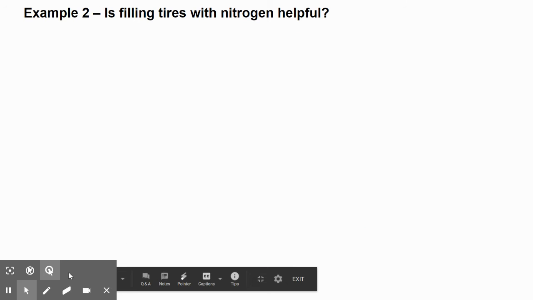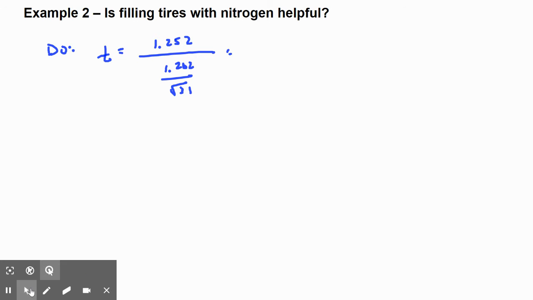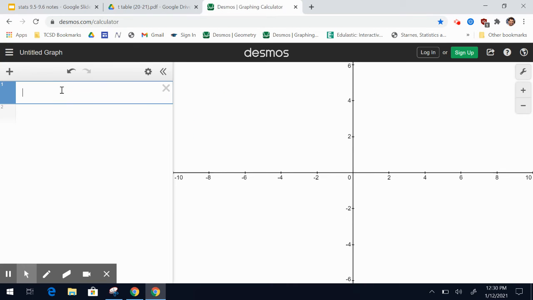So let's do that now. To do our do part, we're going to do t equals, it was 1.252 was your mean, divided by 1.202 over the square root of 31. This will be our t test statistic. Again, when you do this, watch very carefully in the graphing calculator. So I'm going to put a fraction bar. I'll put the 1.252 on top. On the bottom, a fraction, 1.202 over the square root of 31. So see how I did that. Be very, very, very careful.